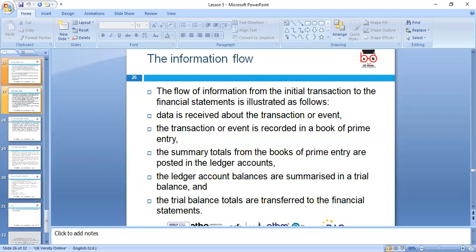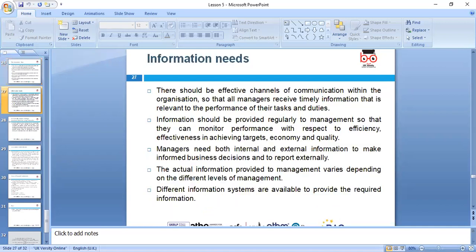The flow of information starts with the transaction: the data is received from the transaction or event, and it is recorded in the books of entry. We summarize this, and the accounting system is crucial in providing the financial information needed. Different stakeholders need information for different purposes, and we need to make sure we carry on doing it, because otherwise we will struggle.